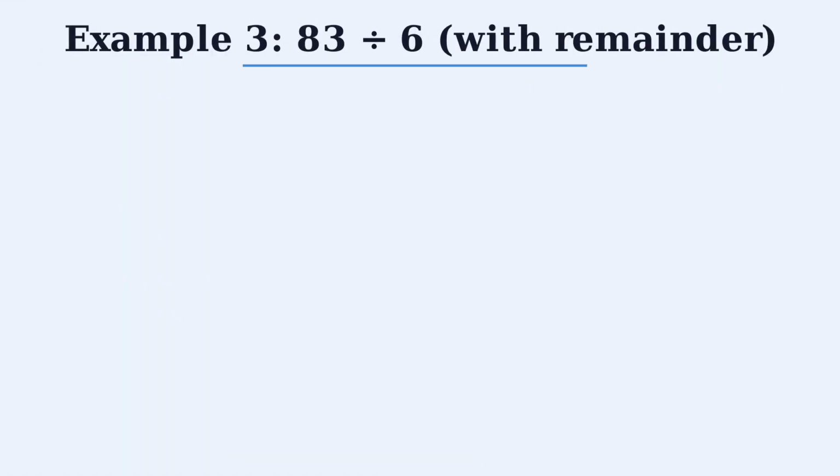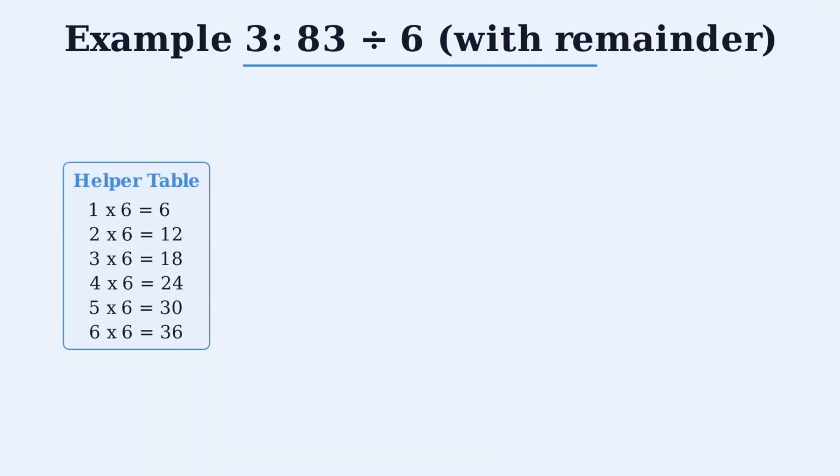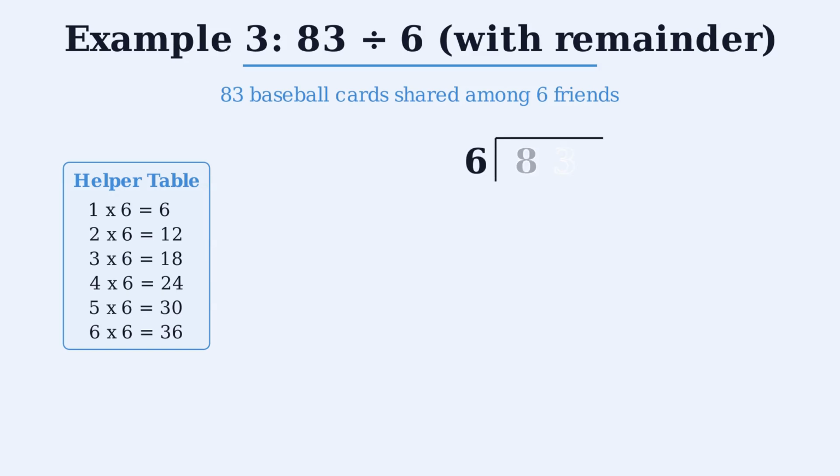Let's try 83 divided by 6. Maybe you have 83 baseball cards to share equally among 6 friends. How many does each get? Step 1. How many times does 6 go into 8? Once, because 6 times 1 is 6. Write 1 on top, subtract 6 from 8 to get 2. Bring down the 3 to make 23.